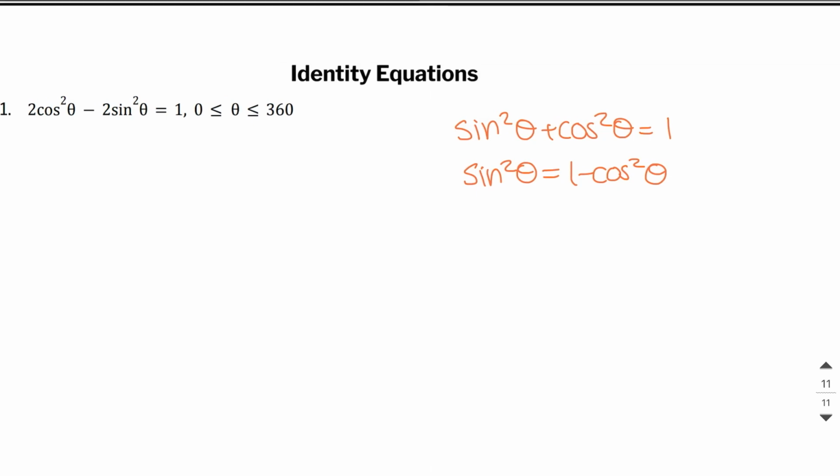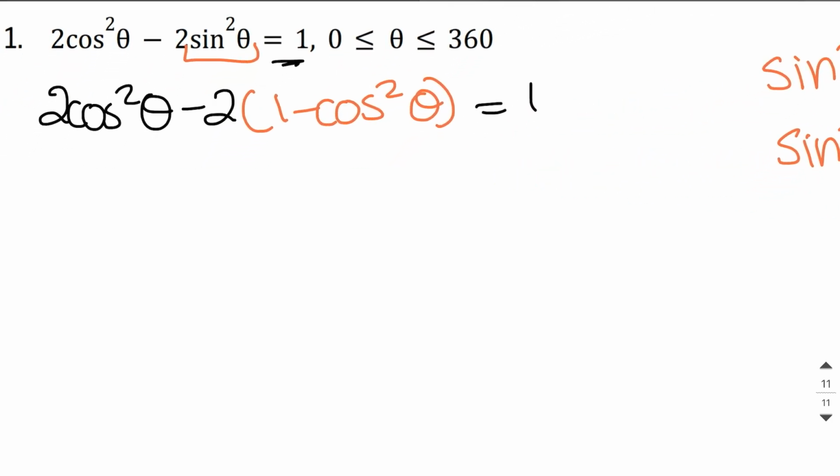So if you look right here, I can copy down this 2 cosine squared theta as is. And now when I see sine squared theta, I can replace it with 1 minus cosine squared theta, and say that that's equal to 1. Just copy the rest of this equation down. And now that I've done that, I can do a substitution to make things easier on me. You don't have to do this.